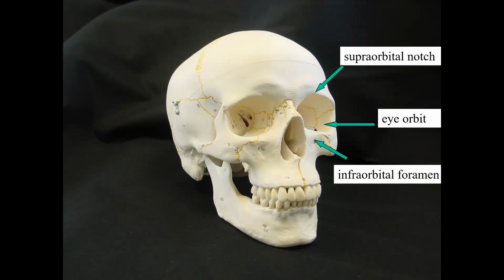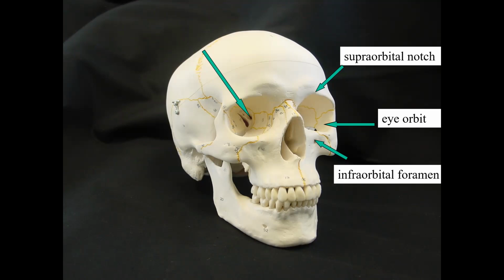Now, both the supraorbital notch and the infraorbital foramen are the location of passage of nerves and blood vessels through the bone, either going to or from the skin or going into the brain, whatever they're there for. So we have these openings. That's what foramens do. Passage of blood vessels, passage of nerves, or both. So supraorbital notch, infraorbital foramen, and the eye orbit.